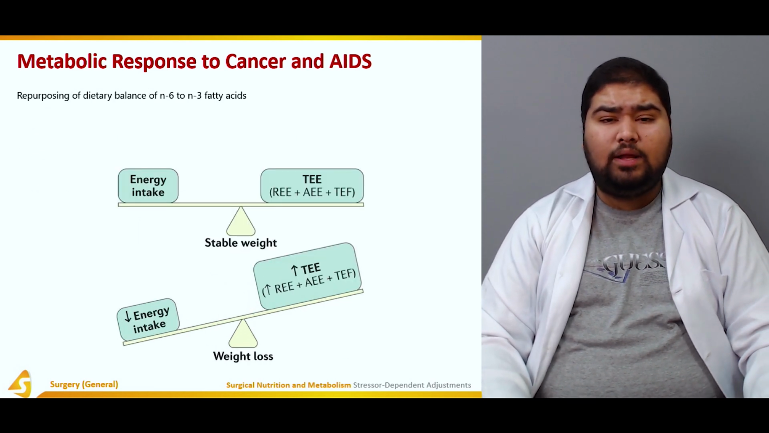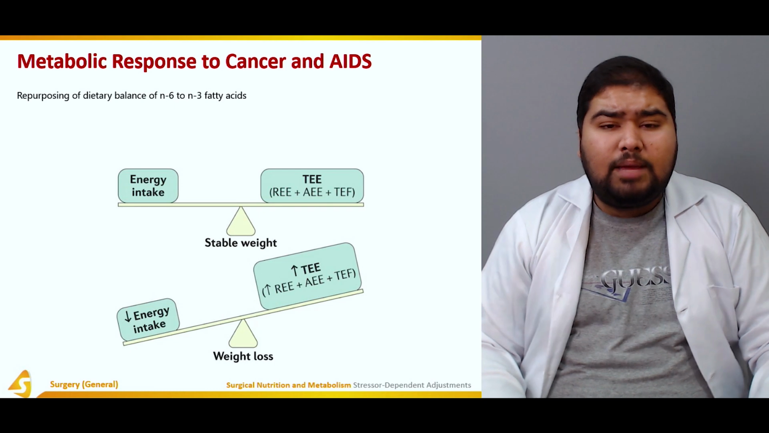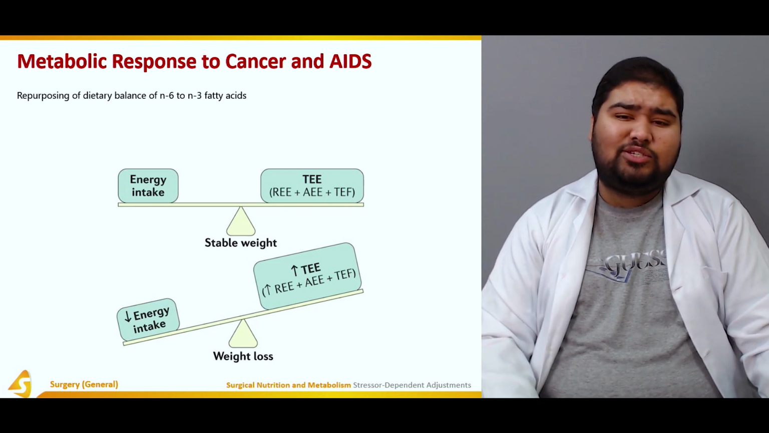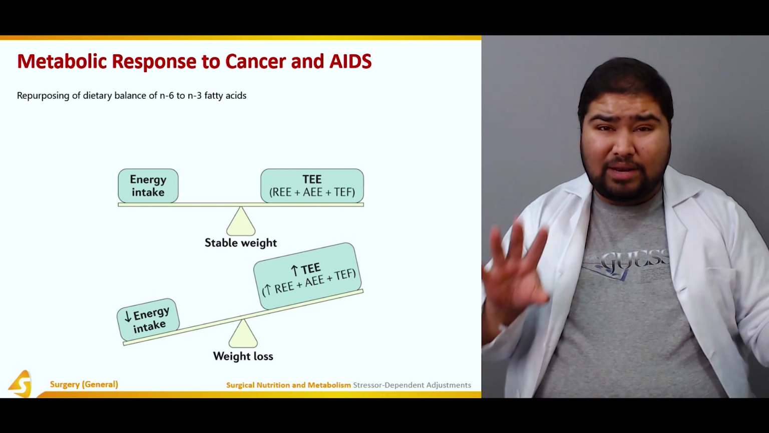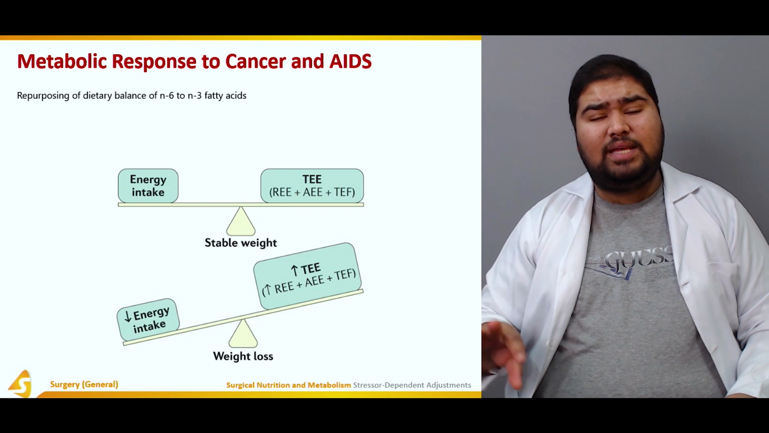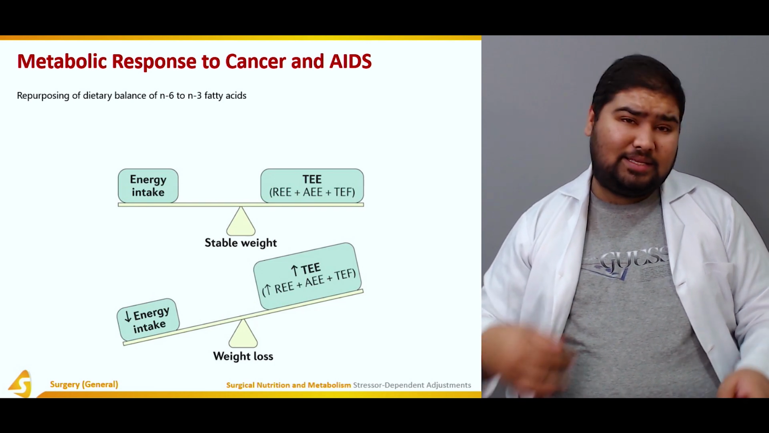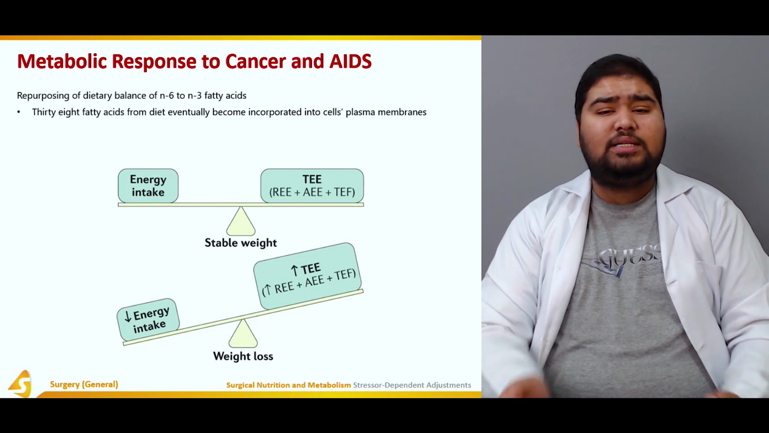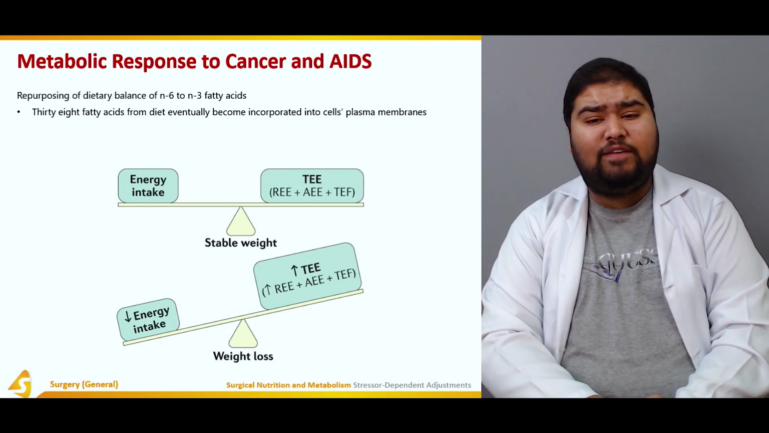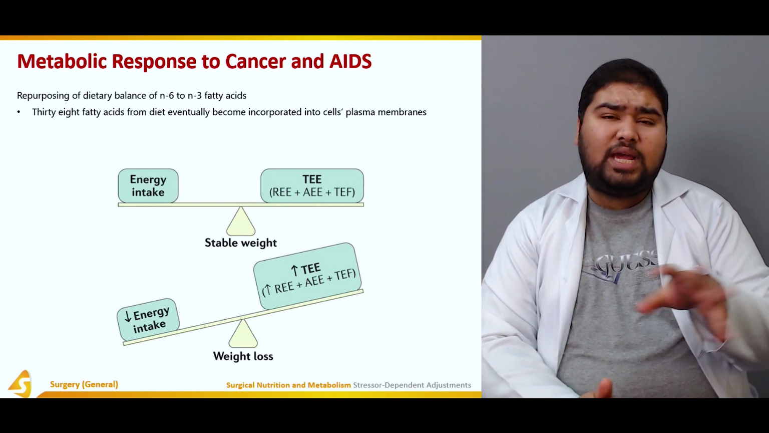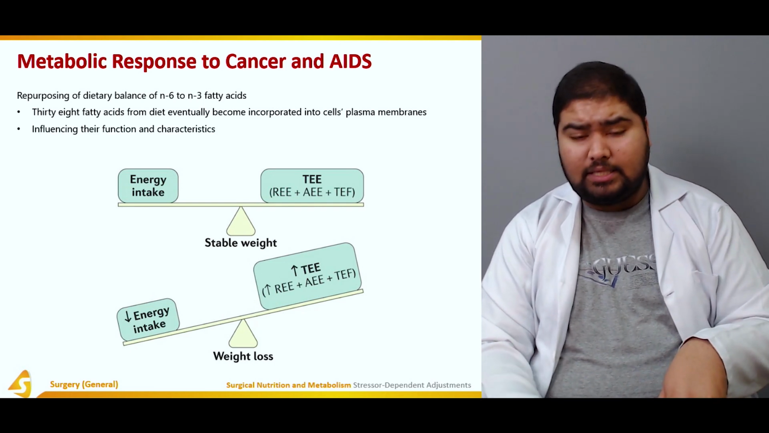Now moving on, the repurposing of the dietary balance of N6 to N3 fatty acids. You can change the dietary balance of N6 to N3 fatty acids, because N3 fatty acids are more helpful. Fatty acids from the diet eventually become incorporated into the cell's plasma membrane.